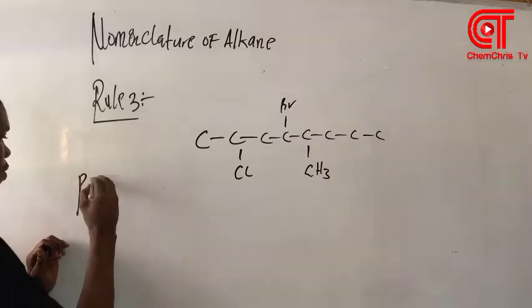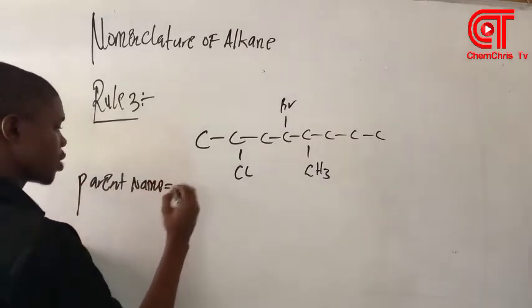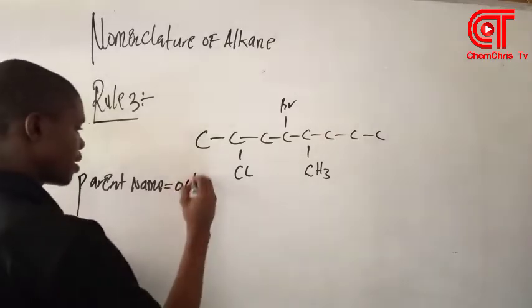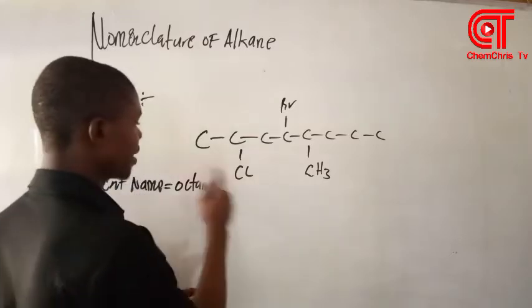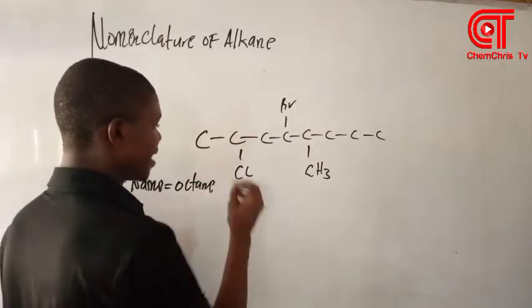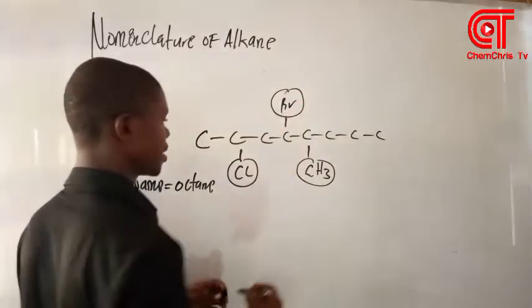So the parent name is Octane. The parent chain is octane. So from here to here is octane. So you find that this one is a substituent, this one is a substituent, this one is a substituent.